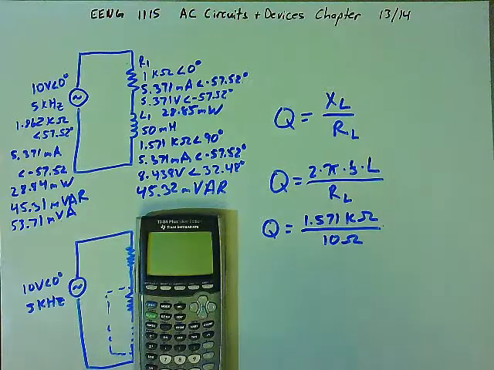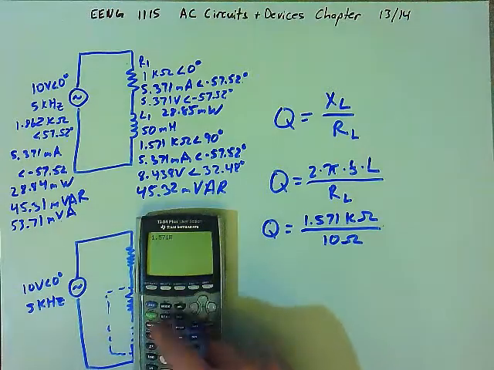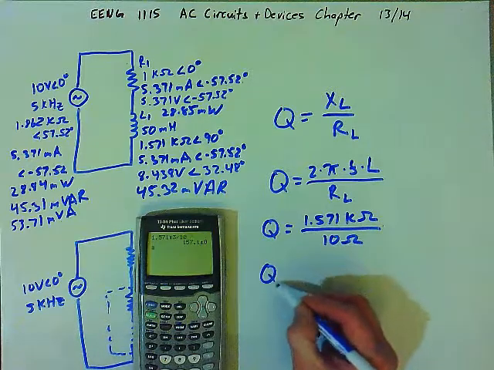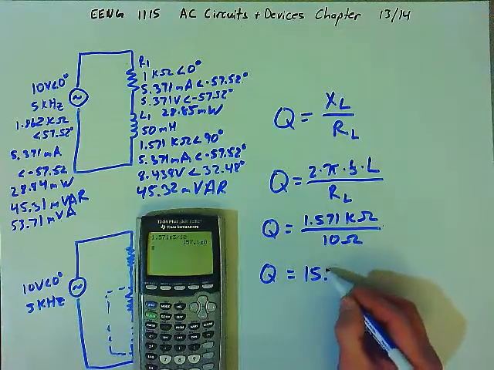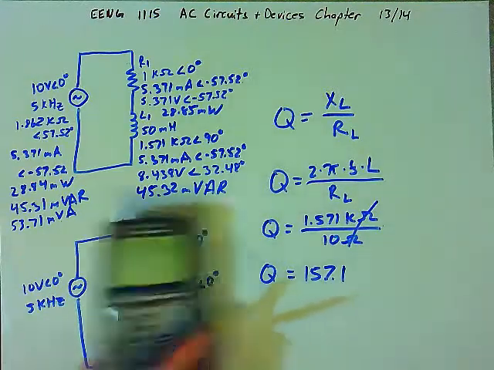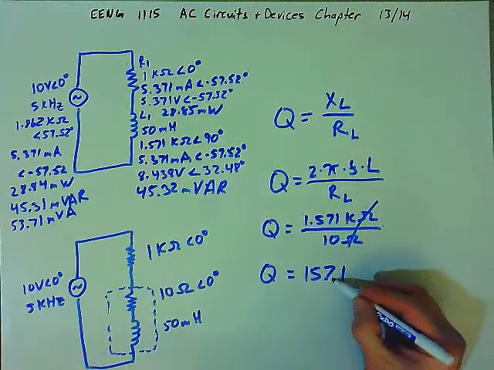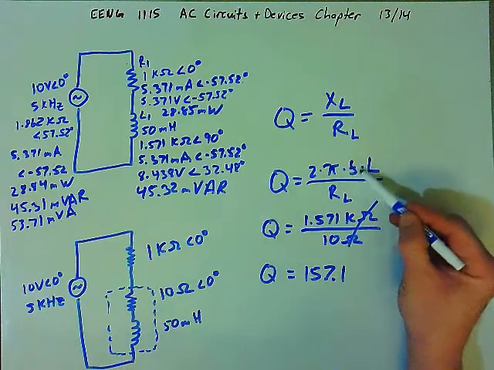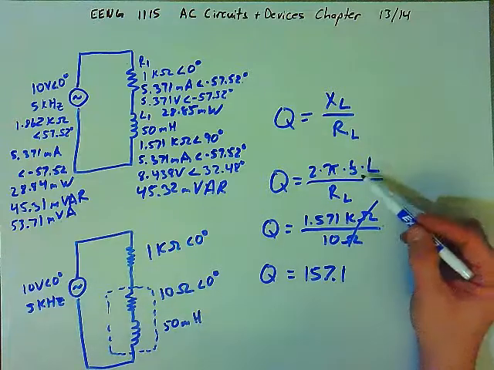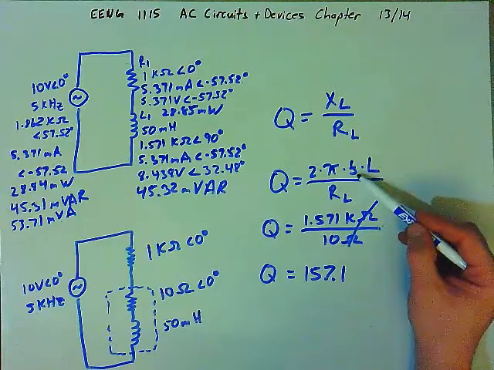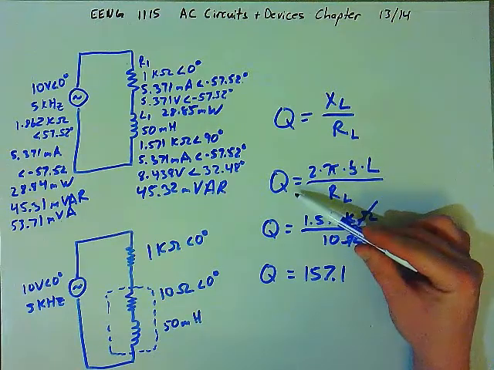So we have 1.571 kilo ohms, and we're dividing by 10 ohms. And so the quality of this inductor is 157.1. That's a unitless number. The ohms cancel. And so the higher the quality, the better the inductor is in the circuit. Notice that the quality depends on the frequency, right? The X sub L value came from the frequency of the circuit. So if the frequency of the circuit was less, the quality of the inductor actually goes down, right? Higher frequencies result in higher qualities of inductors in the circuit.